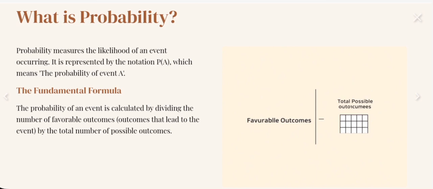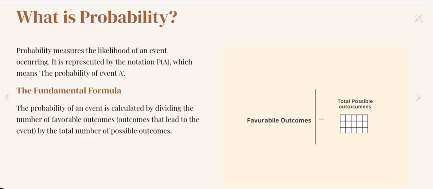In this lesson, we're going to talk about probability. So what is probability? For example, perhaps you've seen something like this, P of A. What does that mean? This is the probability of event A occurring. To calculate the probability of an event occurring, it's equal to the number of favorable outcomes, or outcomes that lead to event A occurring, divided by the total possible number of outcomes.